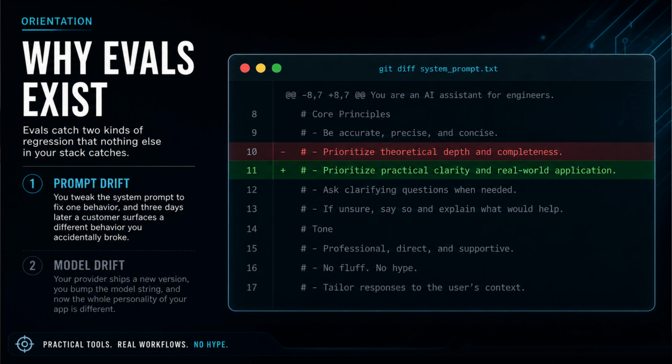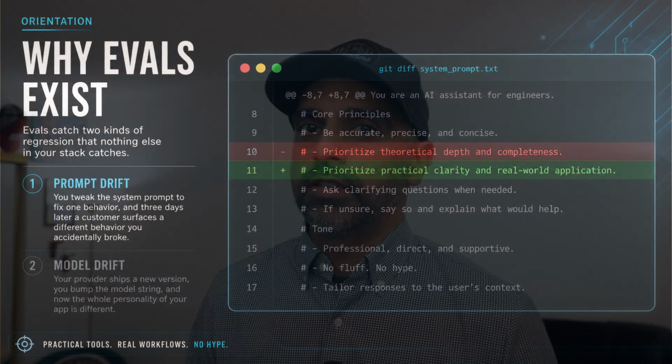The second is model drift. Your provider ships a new version, you bump the model string in your config, and now the whole personality of your app is different. The unit tests still pass, CI is still green, but the way the model handles edge cases has shifted under your feet. And you only find out about it when a user tells you. Both of these regressions live in a gap between the code around the model and the model itself. The gap is what evals fill.